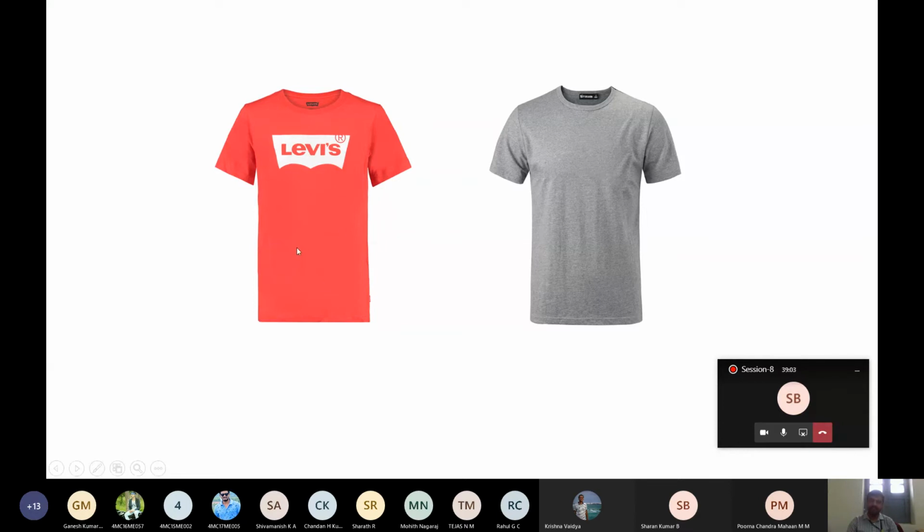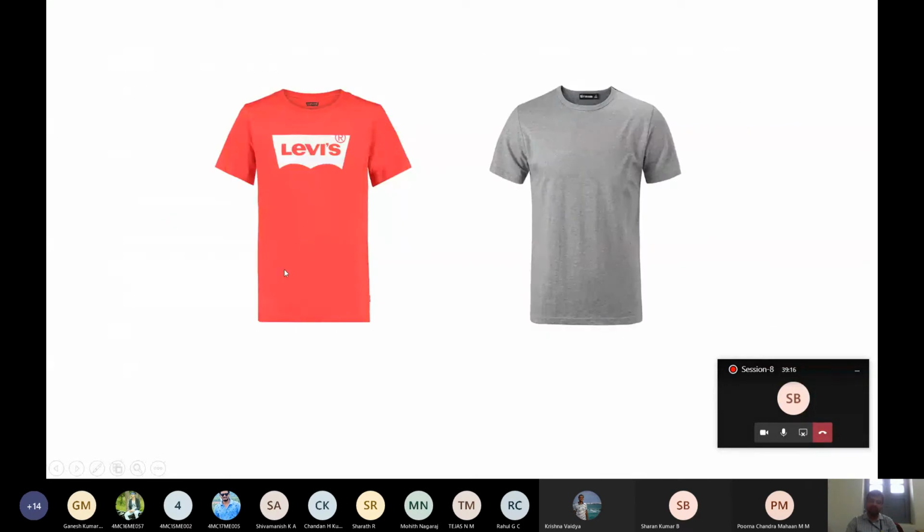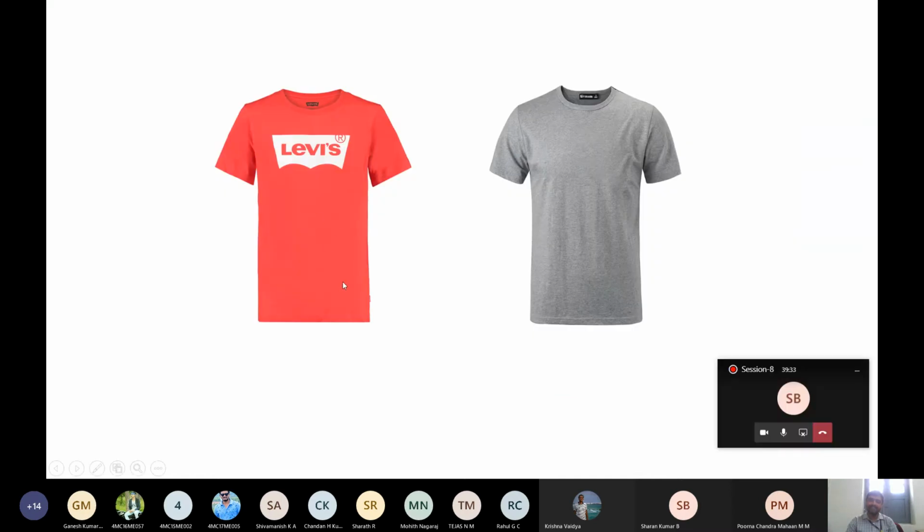Then if you look into standard of performance, we already discussed that these are standards against which the competing designs can be judged. That means which one do you prefer? Specifications are cost, size, and color of the t-shirt. Next, which one do you prefer? In the earlier class we said you are going to prefer the branded one.